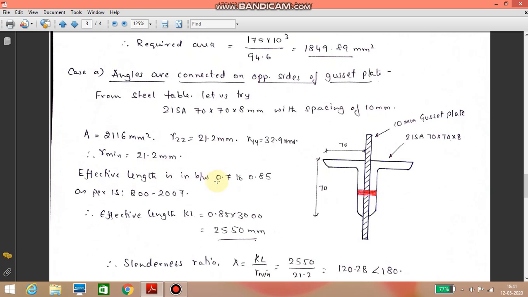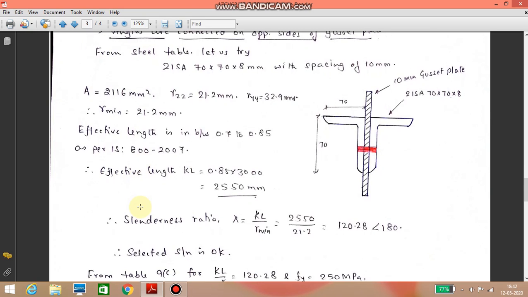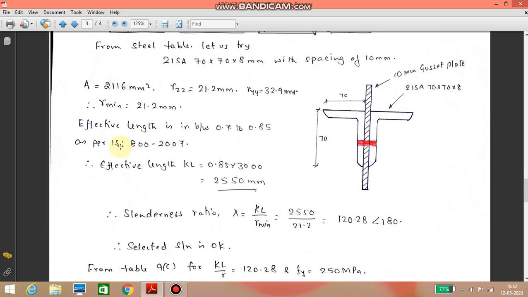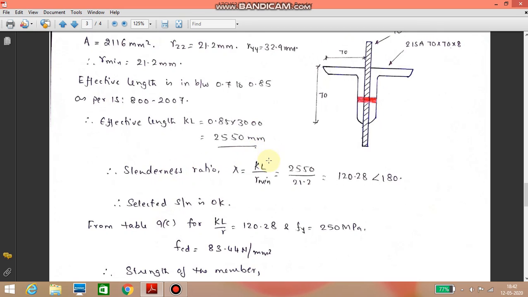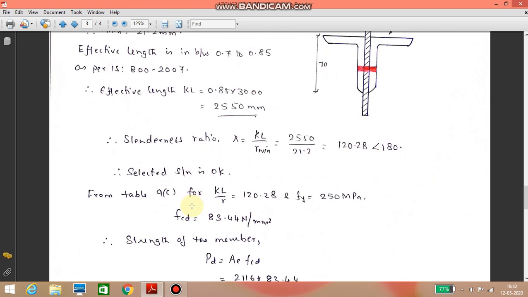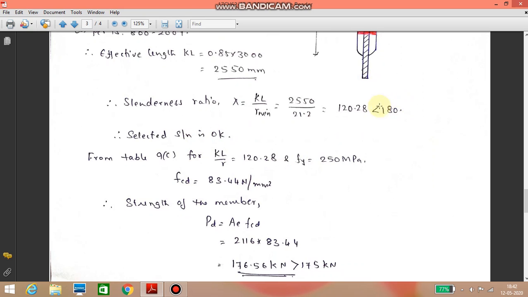The effective length between 0.7 to 0.85 as per our IS 800-2007. In the previous video lecture we have discussed thoroughly all those concepts, so we will be moving very quickly here. Therefore effective length equal to KL works out to be 2550 millimeter. Now the slenderness ratio lambda equal to effective length by least radius of gyration, 120.28, which is less than 180. So here itself we get it is okay. The selected section is okay. This ratio you will get from table number 3 from IS 800-2007.